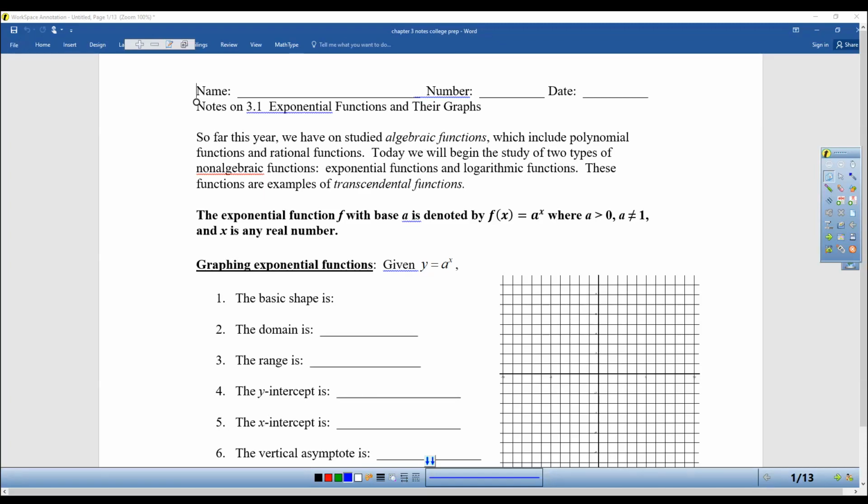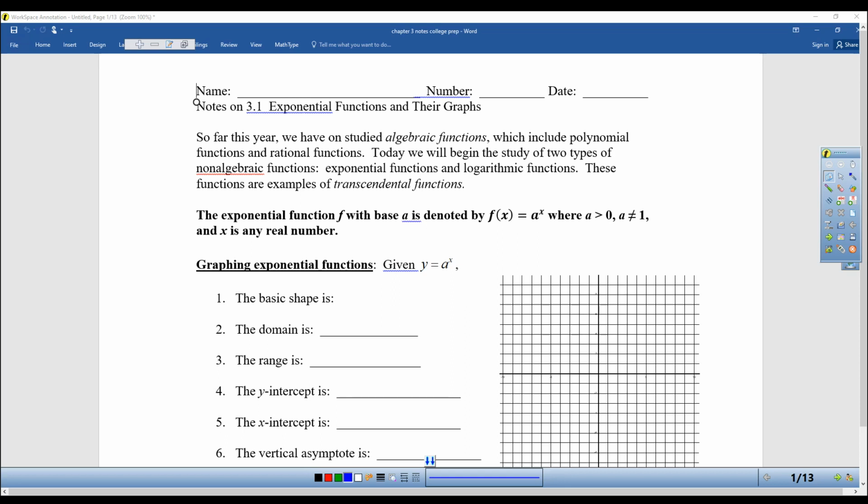Hello, everyone, and welcome to section 3.1 in Precalculus, exponential functions and their graphs. So far this year, we've studied algebraic functions, which include polynomial functions and rational functions. Today, we will begin the study of two types of non-algebraic functions, exponential and logarithmic.